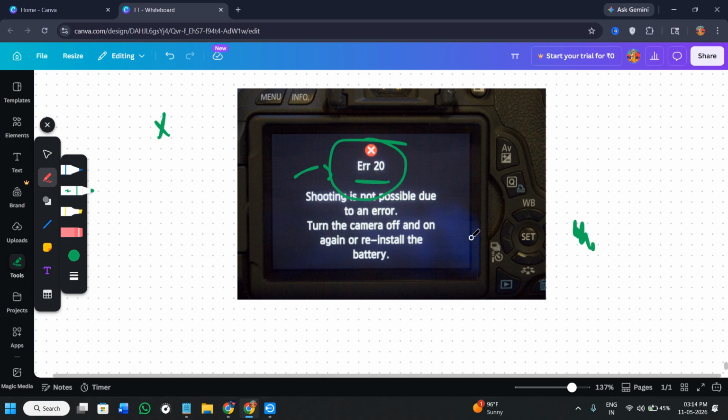So these are the steps that are going to help you diagnose most Canon Error 20 camera issues safely in 2026.